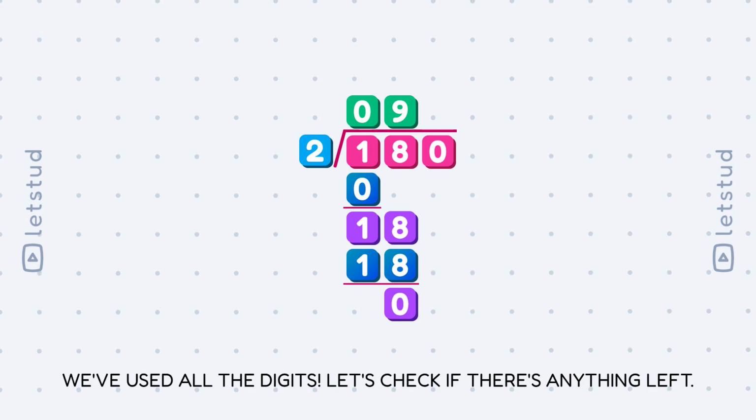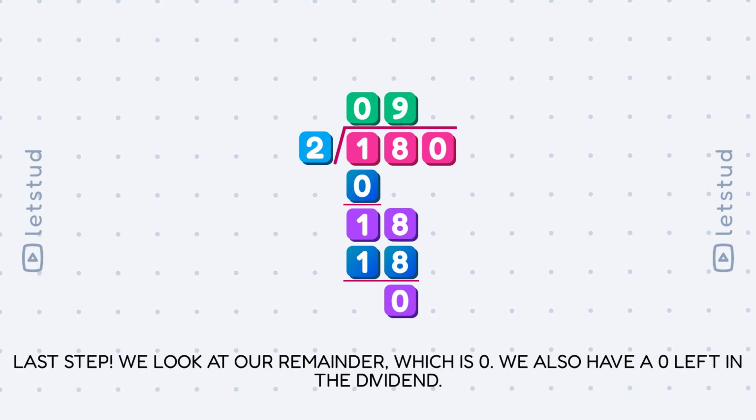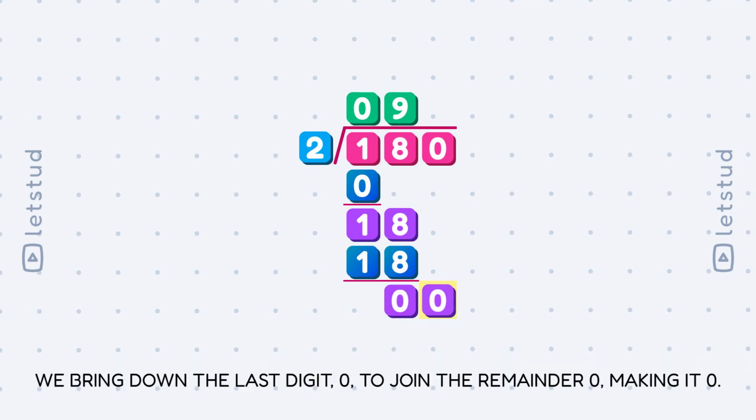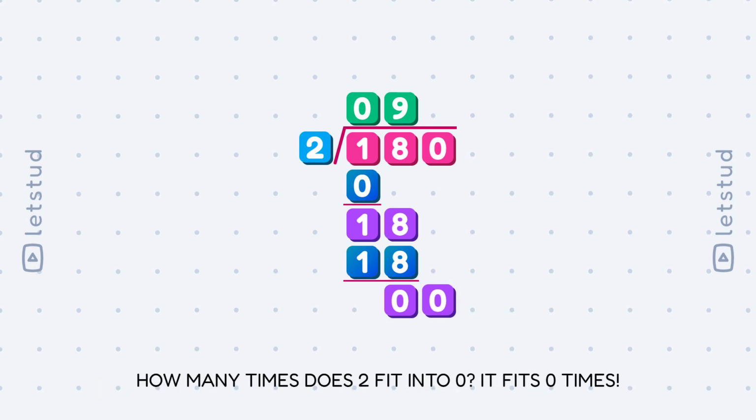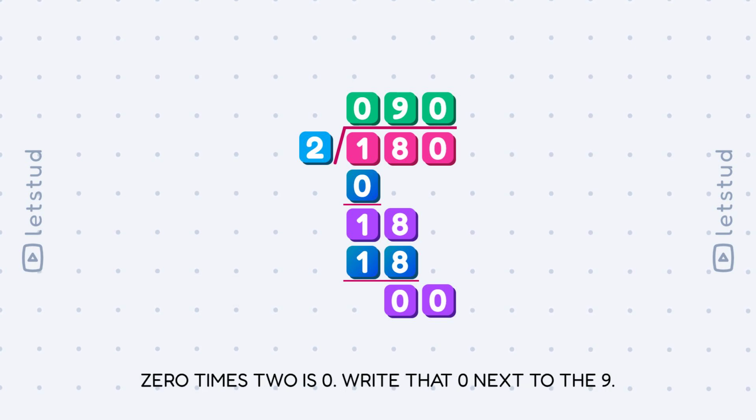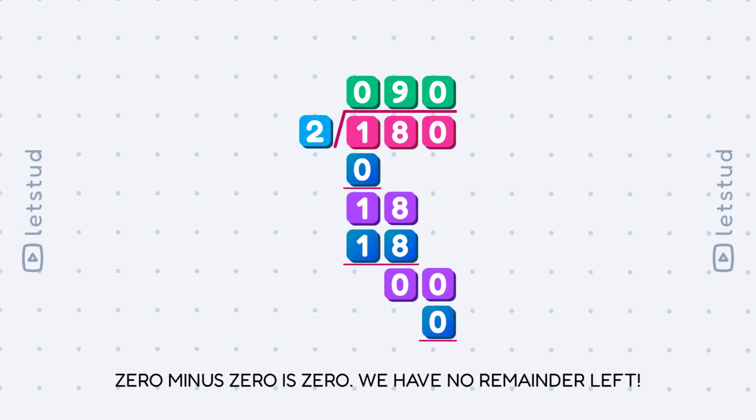We've used all the digits, let's check if there's anything left. Last step, we look at our remainder, which is 0. We also have a 0 left in the dividend. We bring down the last digit 0 to join the remainder 0, making it 0. How many times does 2 fit into 0? It fits 0 times. 0 times 2 is 0, write that 0 next to the 9. 0 minus 0 is 0, we have no remainder left.